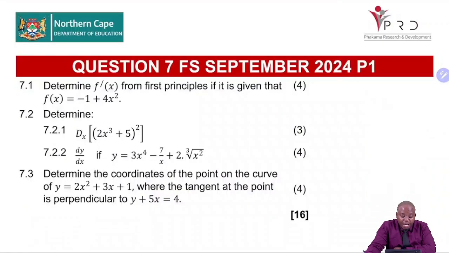Now, grade 12s, we have an activity here, and for this activity, grade 12s, I will give you 20 minutes to complete question 7 from Free State, September 2024, and your 20 minutes starts now.